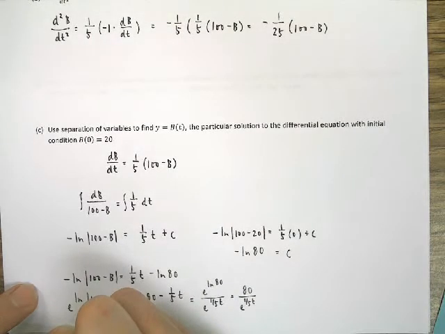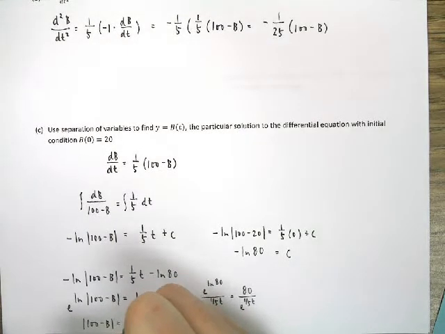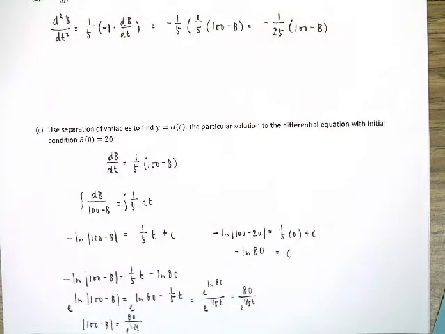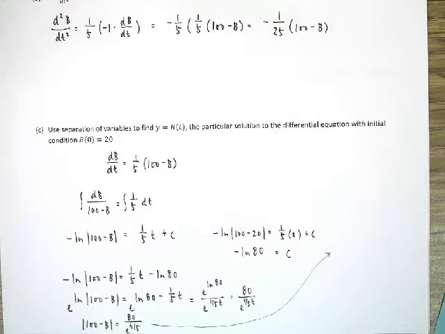So now on this side, I have the absolute value of 100 minus b equals 80 over, instead of doing the 1/5 t, I'm just going to make this e to the t over 5 to make it a little easier. Now I'm kind of running out of room, so I apologize. I'm going to go over here.